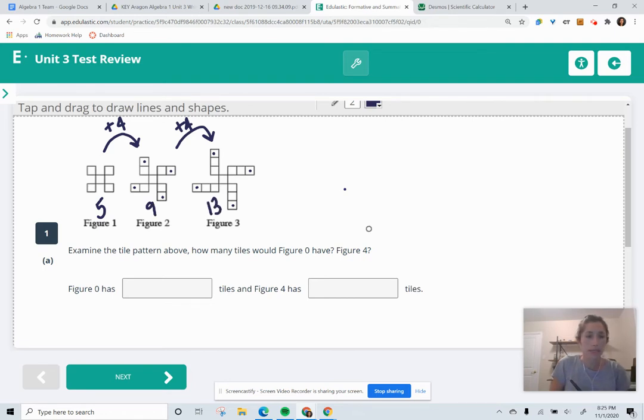So if we're being asked how many figure 0 has, we would have to backtrack and subtract 4. So if we subtracted 4 from 5, that would be 1 tile in figure 0. So figure 0 has 1 tile. Figure 4, we would need to add 4 more here, so plus 4, and that would be 17 tiles in figure 4. So figure 4 has 17.